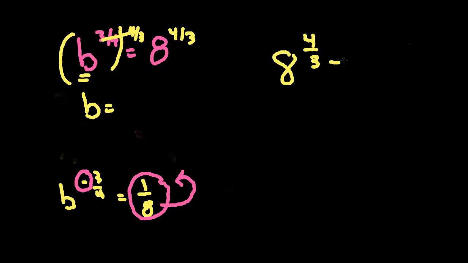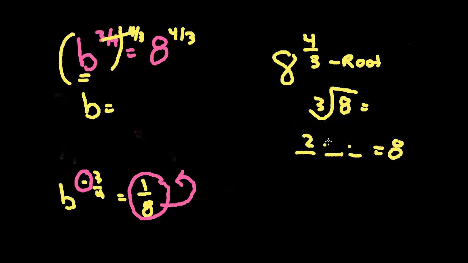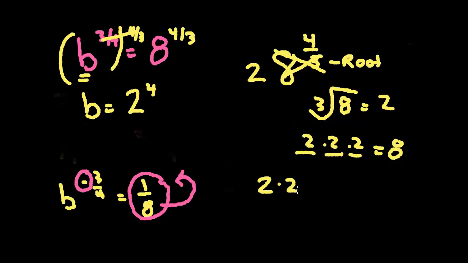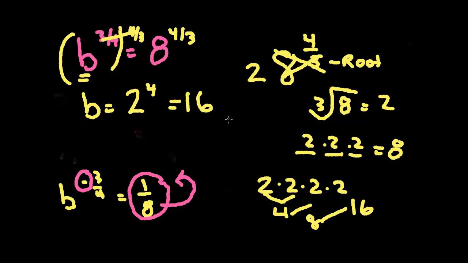So I always look first to the root. Can I take a cube root of 8 and get back a whole number? Well, yes. What times itself 3 times gives me 8? Well, it's 2, so the cube root of 8 is 2. So this becomes just a 2, so I have 2 to the 4th. And you can do that out if you want. 2 to the 4th. 2 times 2 is 4, times 2 is 8, times 2 is 16. So that becomes our final answer.